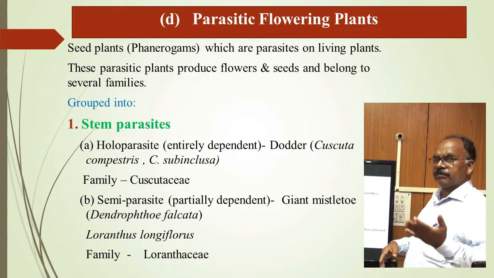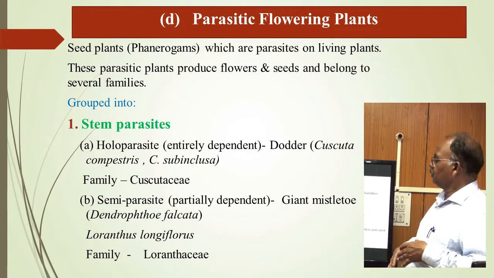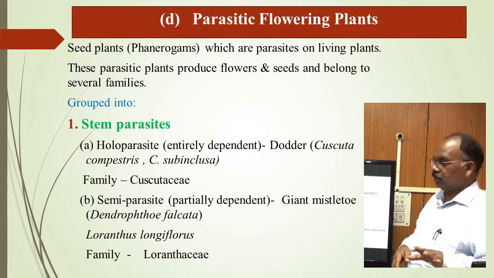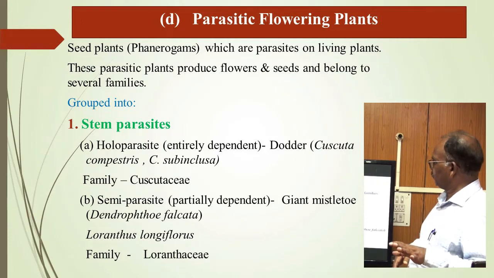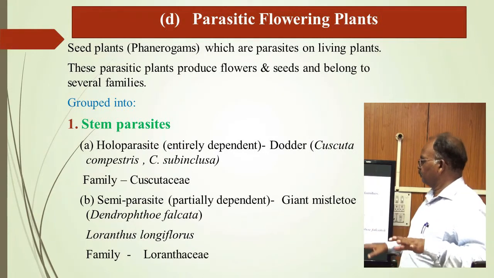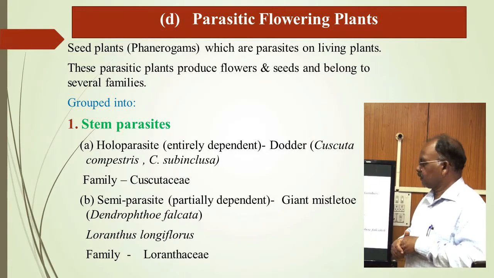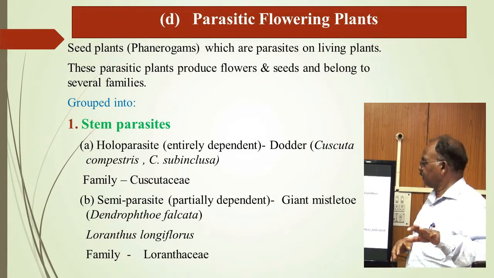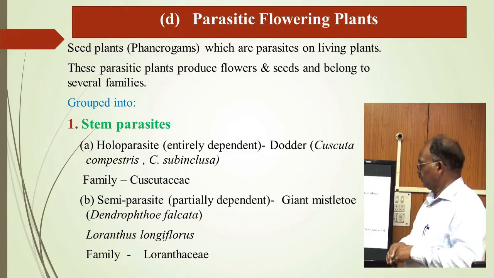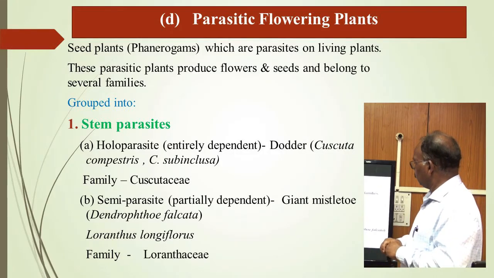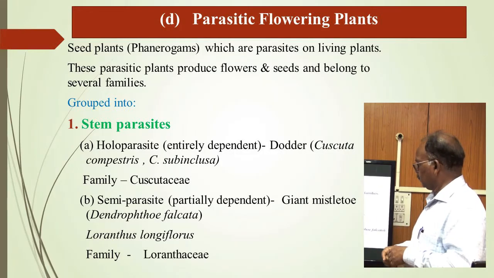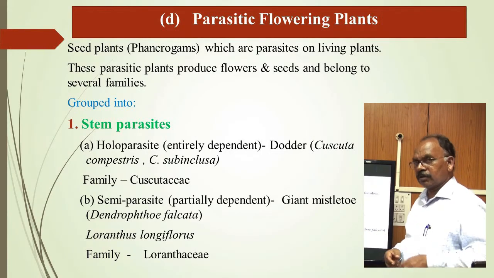Stem parasite is further divided into two groups. Holoparasite means entirely dependent on the stem, such as dodder, that is Cuscuta campestris, and it belongs to the family Cuscutaceae. The other group is semi-parasite, that is partially dependent on the stem, such as giant mistletoe and Loranthus. It belongs to the family Loranthaceae.